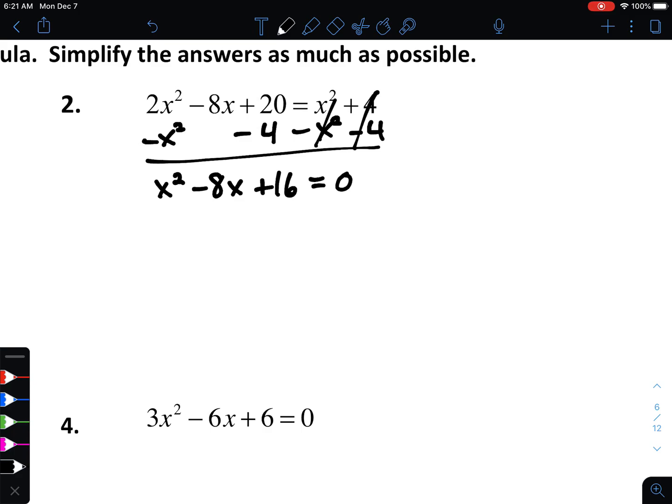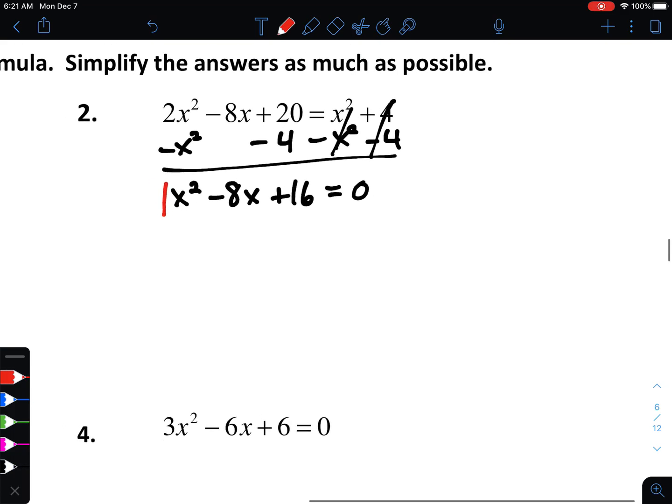4 minus 4 is 0. So the right side of our equation is now 0. All right, so let's go ahead and figure out what a, b, and c are. Our number in front of x squared, our coefficient, is a, which is 1, b is -8, c is 16.